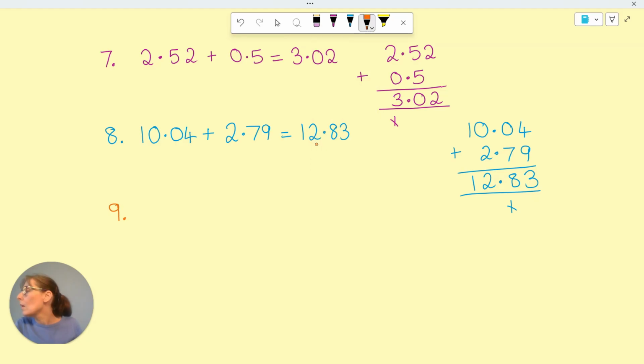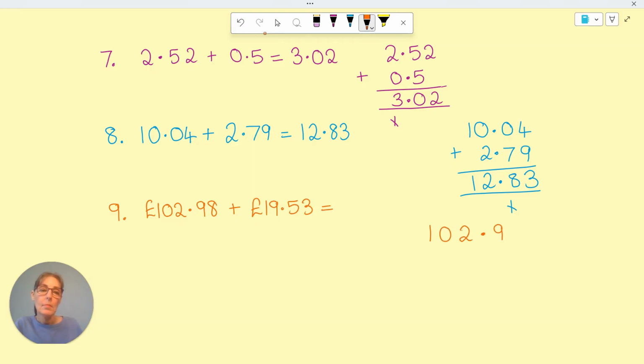Number 9. We have £102.98 plus £19.53. Actually, I don't need the pound signs, do I? I just need the numbers. I'm going to split them up a little bit now, or a bit more.